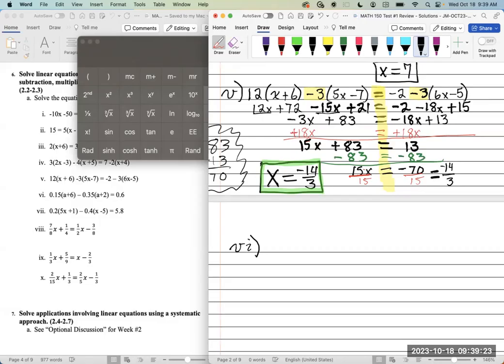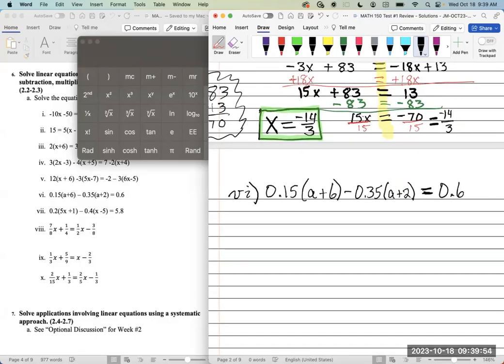One with decimals. 15/100 times the quantity A plus 6 minus 35/100 times the quantity A plus 2 is the same thing as 6/10. To solve this means to find the value for A, that when you plug that number in for the variable and do all the arithmetic on the left, you end up with the answer 0.6.